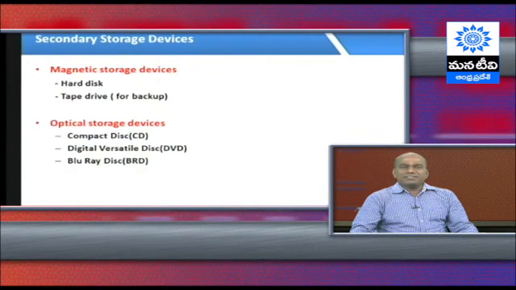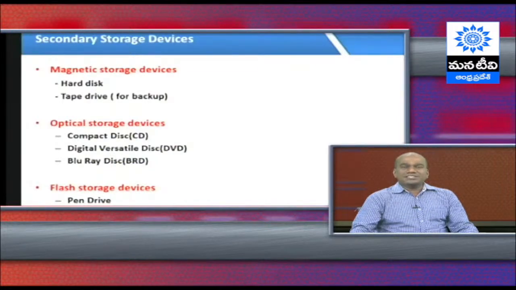The main difference between CD, DVD and BRD is data reading and writing. That is, data accessing and modification is very fast in BRDs and DVDs compared with CDs. Okay, and we can store a huge amount of data on BRDs or DVDs. This is the second type of secondary storage devices.